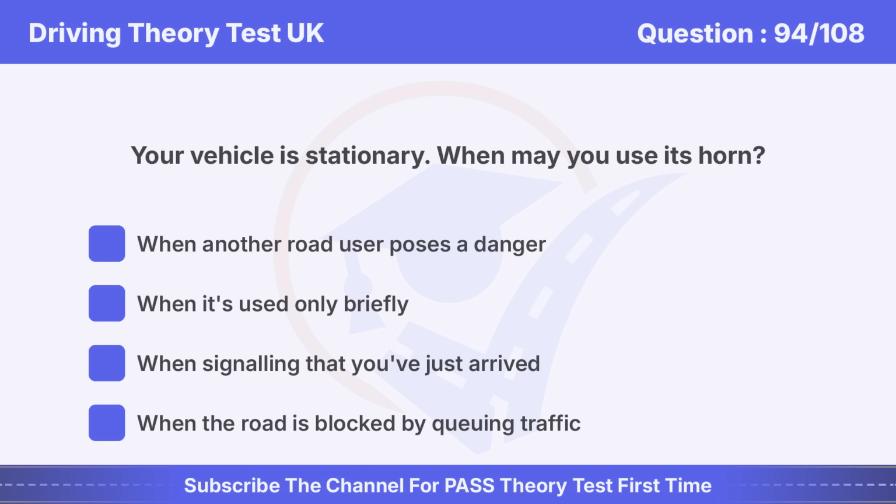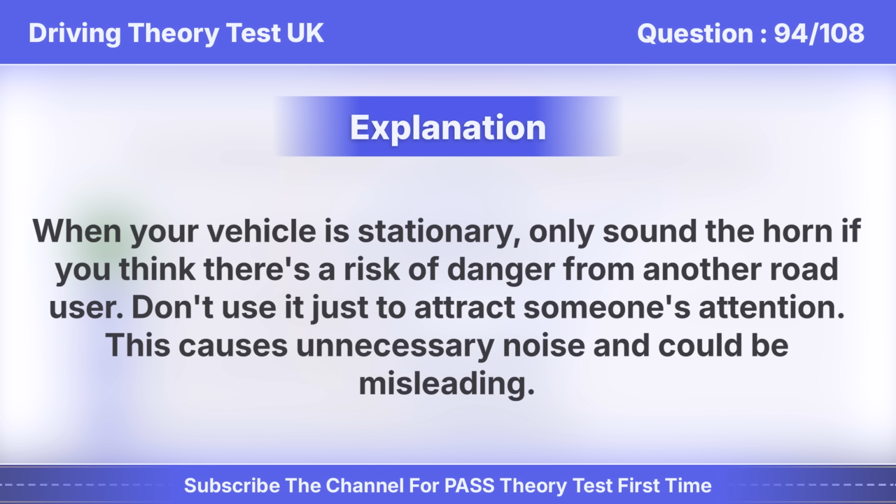Question 94. Your vehicle is stationary. When may you use its horn? Answer is A. When another road user poses a danger. When your vehicle is stationary, only sound the horn if you think there's a risk of danger from another road user. Don't use it just to attract someone's attention. This causes unnecessary noise and could be misleading.